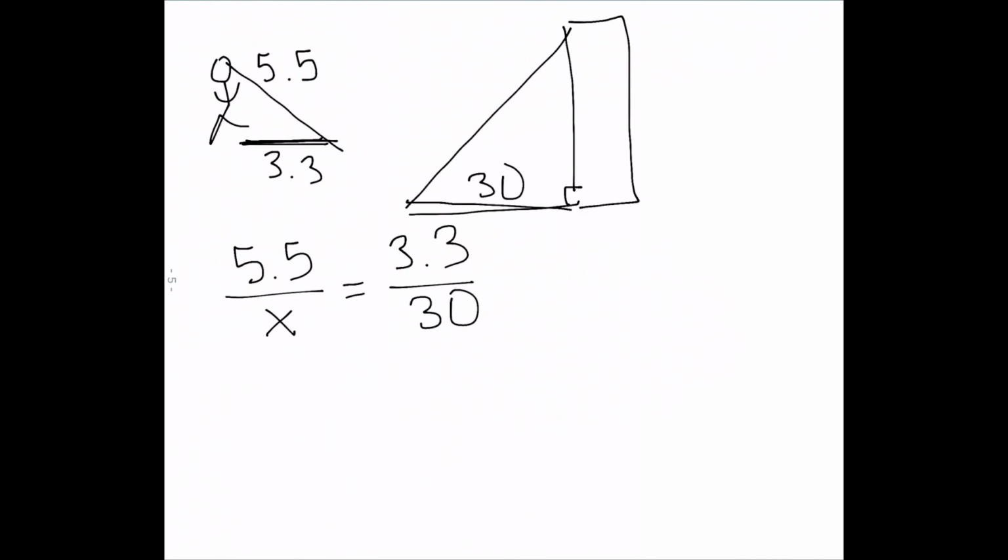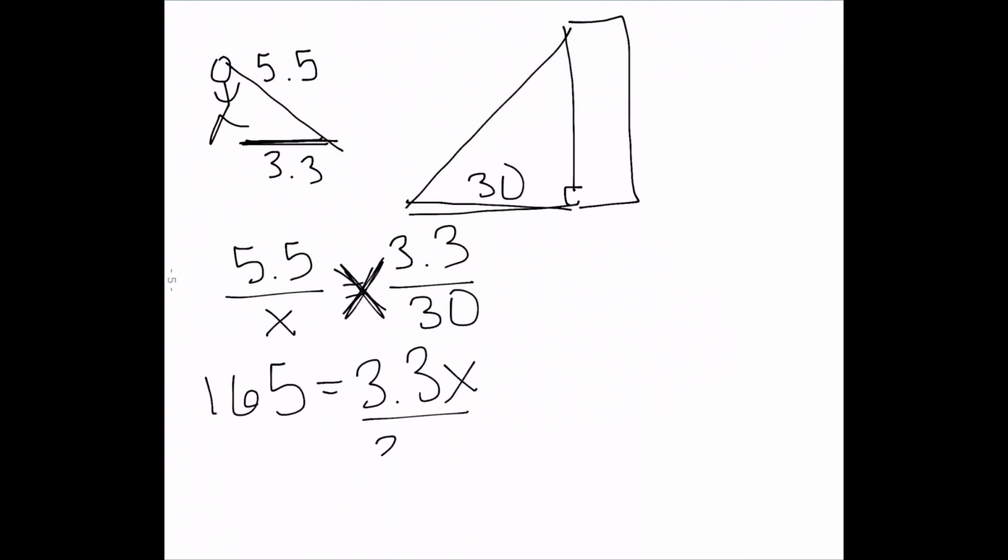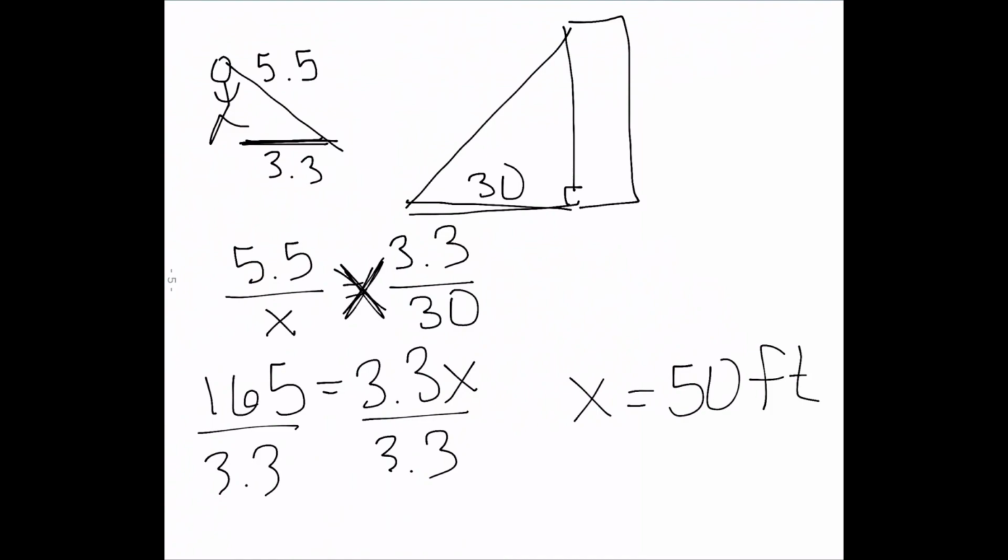Whenever we have two fractions and nothing else, we can cross multiply. So 5.5 times 30 is 165, equal to 3.3x. Divide both sides by 3.3 to get the height of the building is 50 feet.